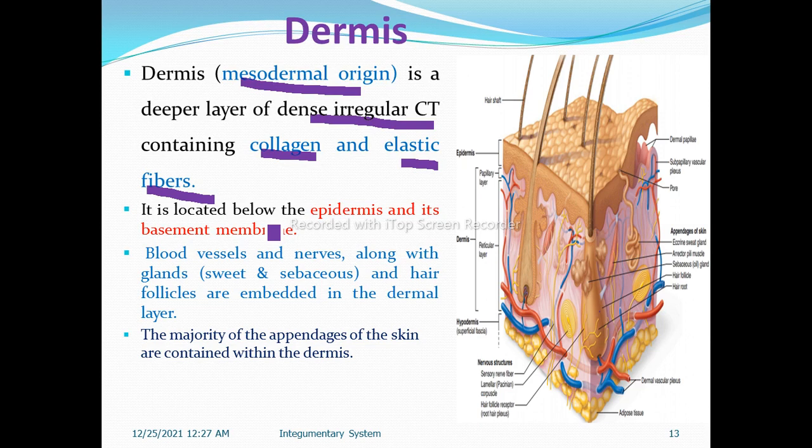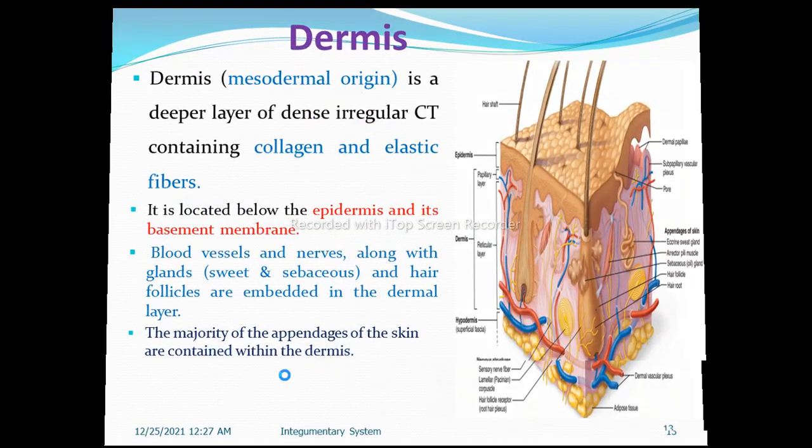These organs, these appendages, are found in the dermal layer. The majority of the appendages of the skin are contained within the dermis, like glands, hairs, blood vessels, and nerves. This is the dermal region. This is the epidermal region. This is the hypodermal region.